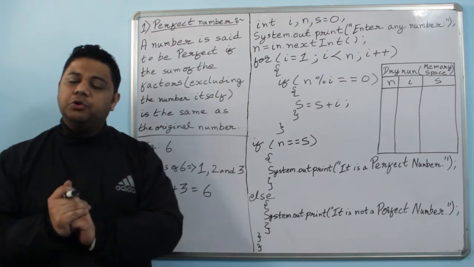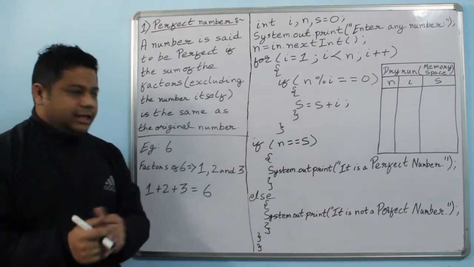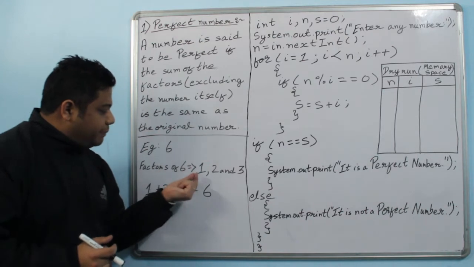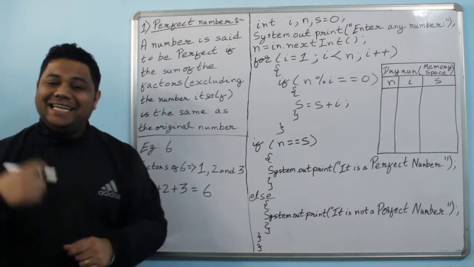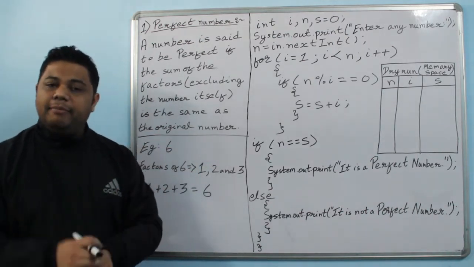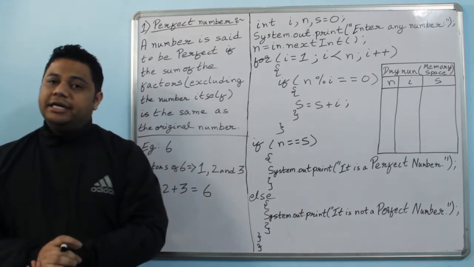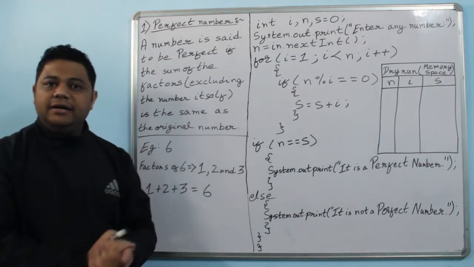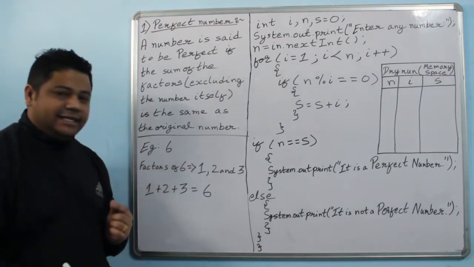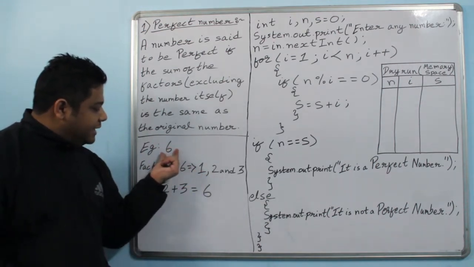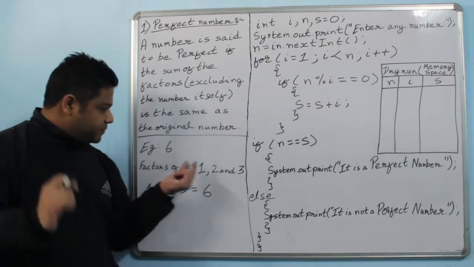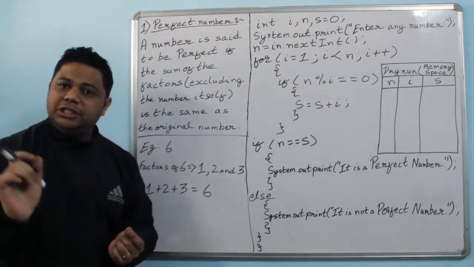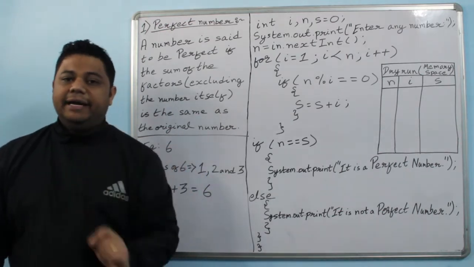And for those of you who don't know what a factor is, suppose we have 6, a factor is 1 because 1 can divide 6 exactly. That means whenever you are dividing a number by another and the remainder is 0, the second number is the factor. So 1 can exactly divide 6. 2 also, when you divide 6 by 2, the remainder is 0. When you divide 6 by 3, the remainder is 0. And when you divide 6 by 6, the remainder is 0.